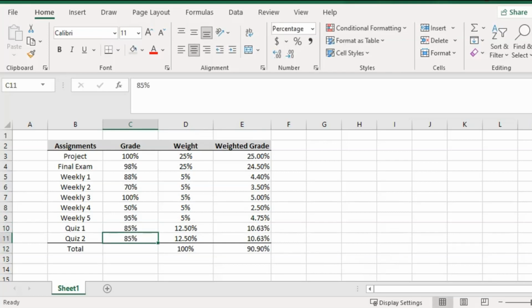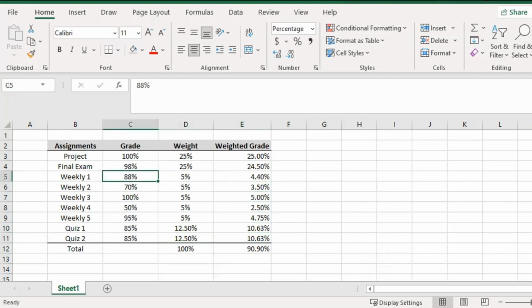Now we can see that even with a couple of really poor assignments, a failing grade here and a 70% low C here on our weekly assignments, we still can earn above a 90% in the course. And that has to do with the course weights, right? We did really well on those assignments that are worth a greater portion of our grade, and therefore our grade is weighted very highly.